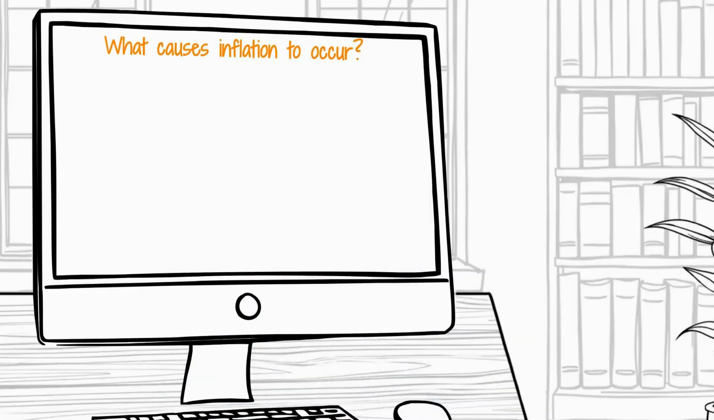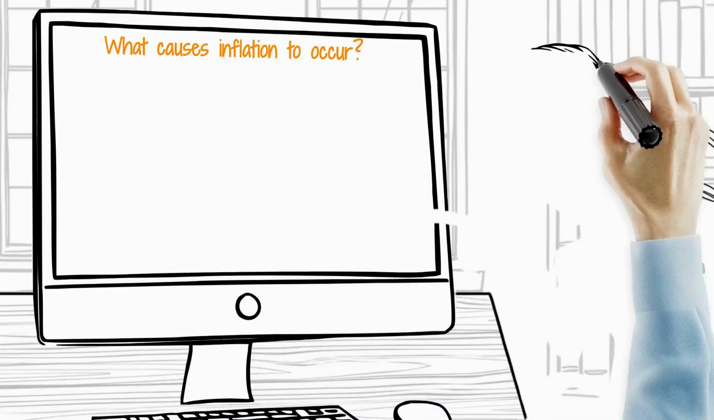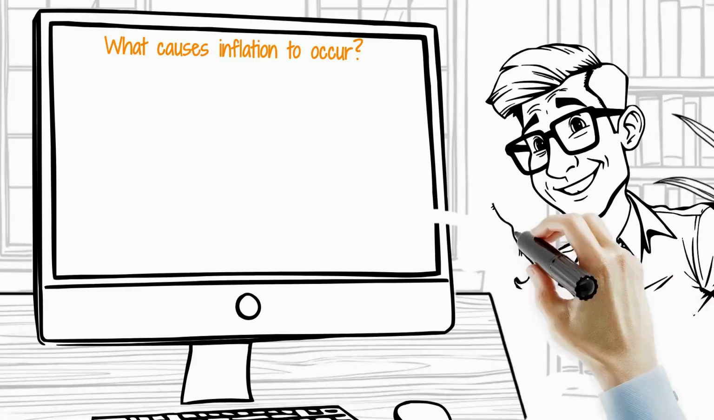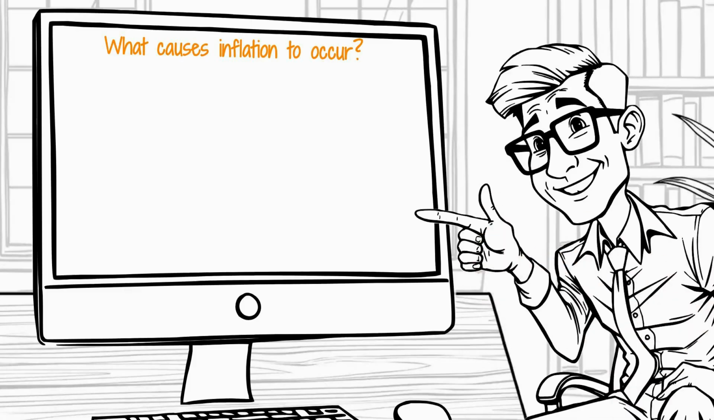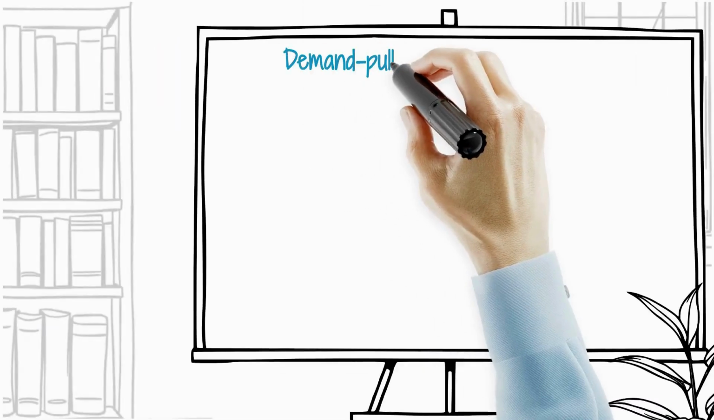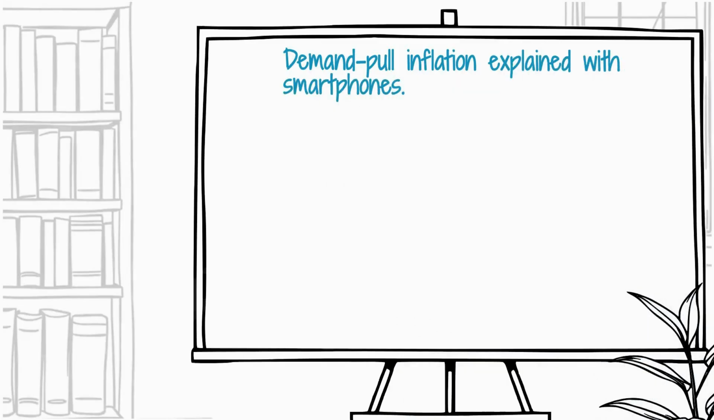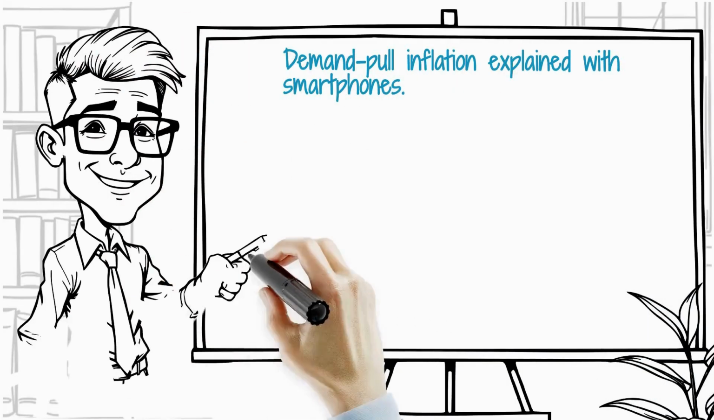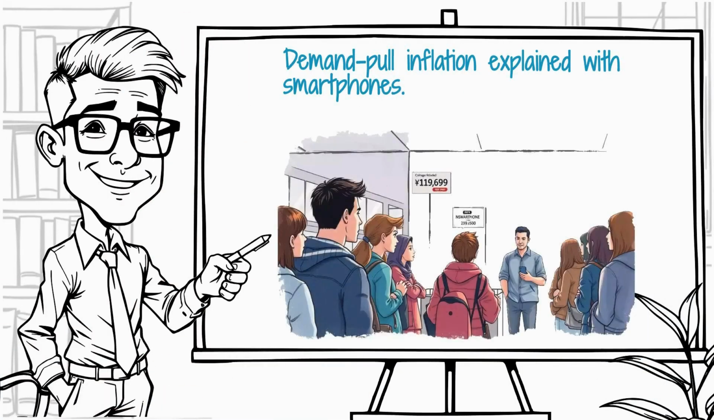Firstly, let's talk about demand pull inflation. This occurs when the demand for goods and services exceeds their supply. Imagine a new smartphone hits the market and everyone wants to buy it. If the production doesn't meet the demand, the price of that smartphone will likely go up. This is a classic example of demand pull inflation at work.